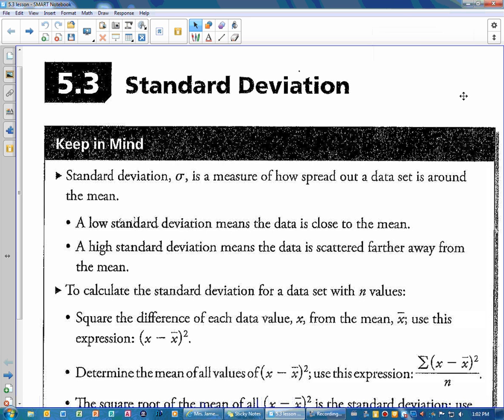Okay, let's do section 5.3, called standard deviation. Standard deviation is just another measure of the trend of a data set. The symbol here, which we call sigma, is what everybody in statistics knows we use to signify standard deviation. It's the measure of how spread out a data set is around the mean.